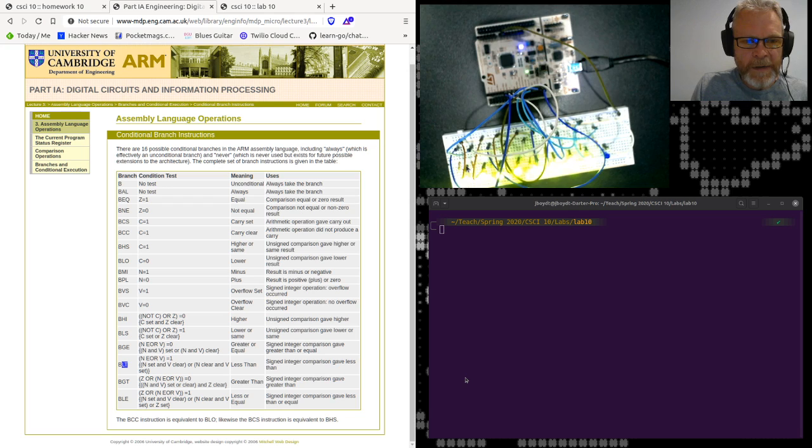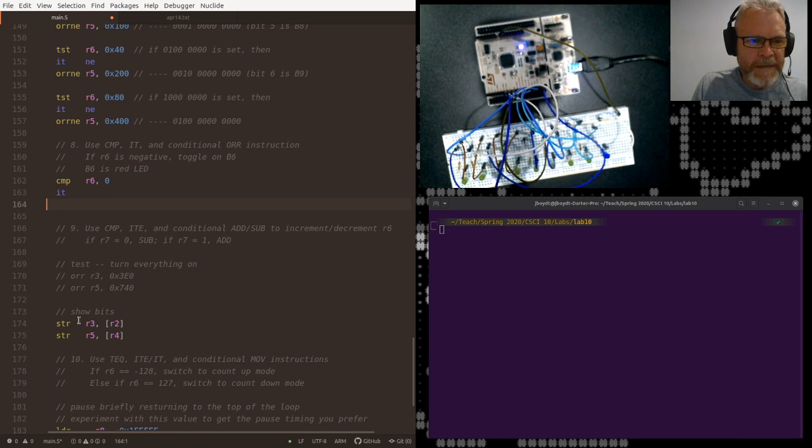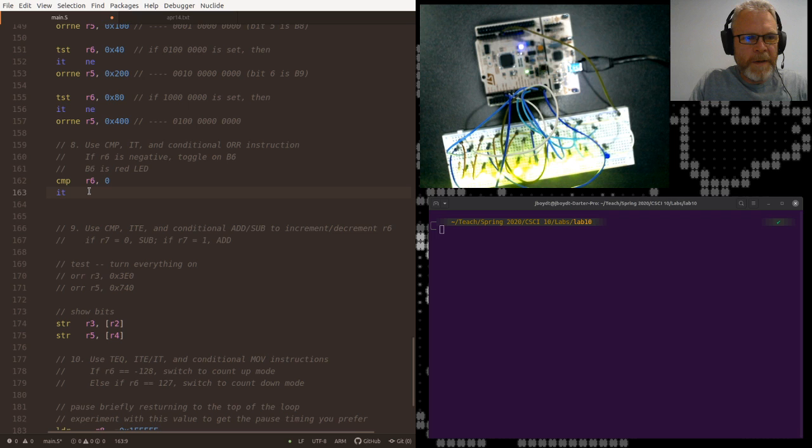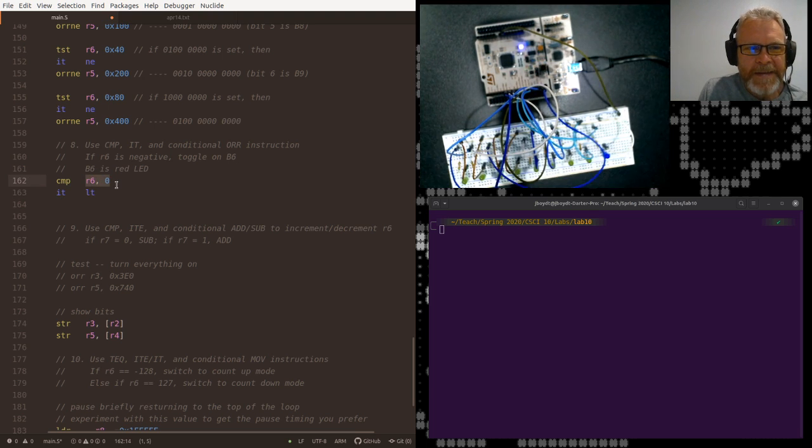Okay, so let me hide the browser again. LT. So I can use this if-then construct to look for the conditions that I'm interested in. So this is called an if-then instruction, which kind of feels funny, but this is saying basically if the prior comparison yielded less than as a result. So if R6 is less than 0, and the less than is for signed, which means it can be negative, so if R6 is less than 0, it definitely is negative.